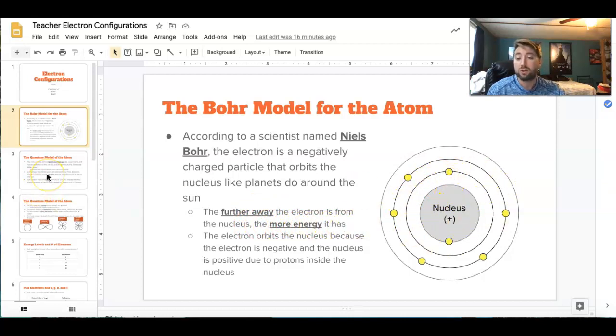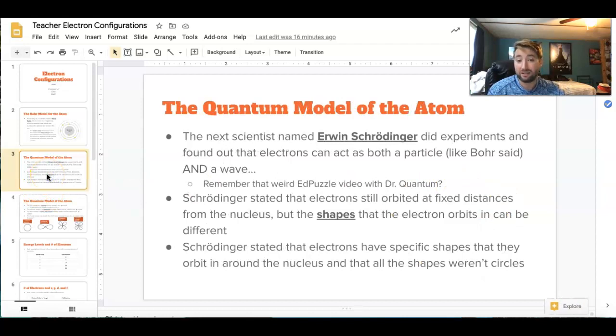So the next scientist, his name is Erwin Schrödinger. He did experiments, and he found out that the electron can actually act as both a wave and a particle. Do you remember that weird Ed puzzle that we watched 2 weeks ago with Dr. Quantum? Basically, he shot electrons at a detector, and he determined that these electrons can be both particles and waves, kind of like light can, which is really, really weird.